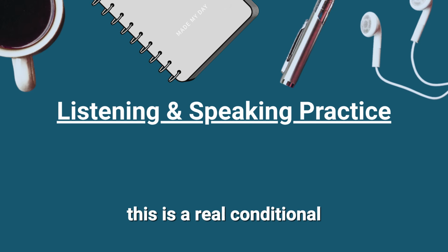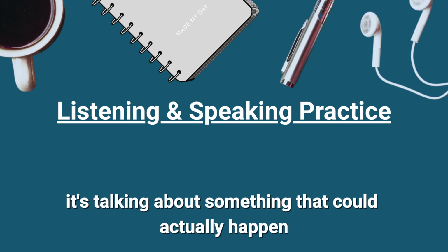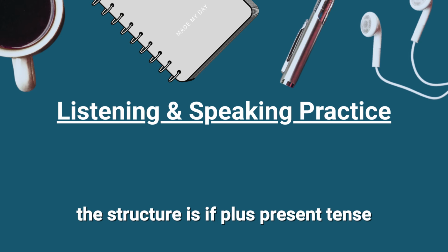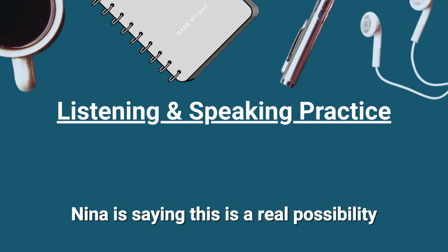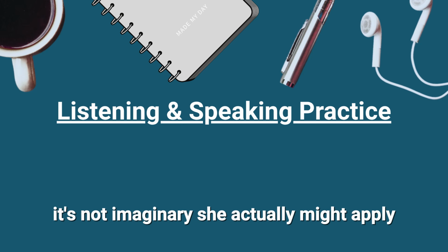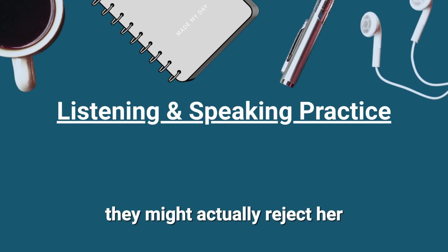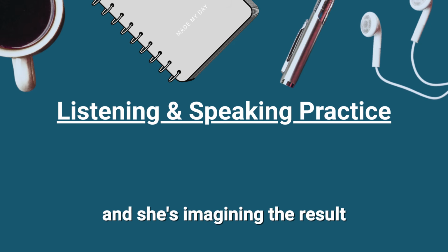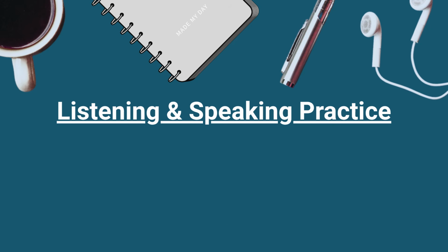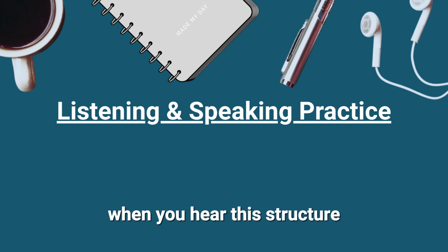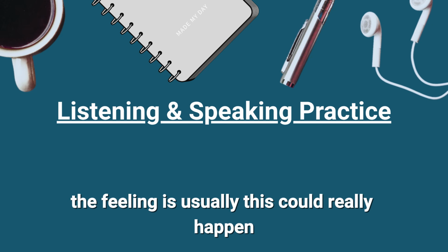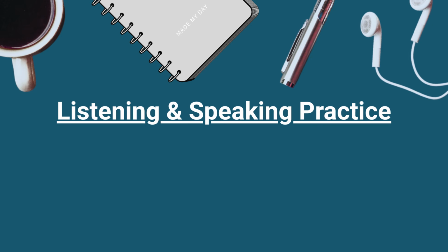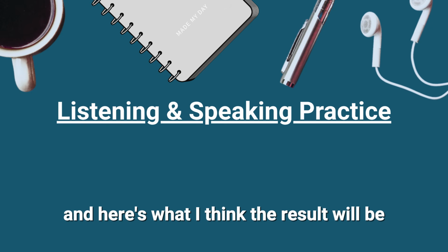This is a real conditional. It's talking about something that could actually happen. The structure is if plus present tense, will plus verb. Nina is saying this is a real possibility. It's not imaginary. She actually might apply. They might actually reject her. And she's imagining the result. When you hear this structure, the feeling is usually, this could really happen, and here's what I think the result will be.